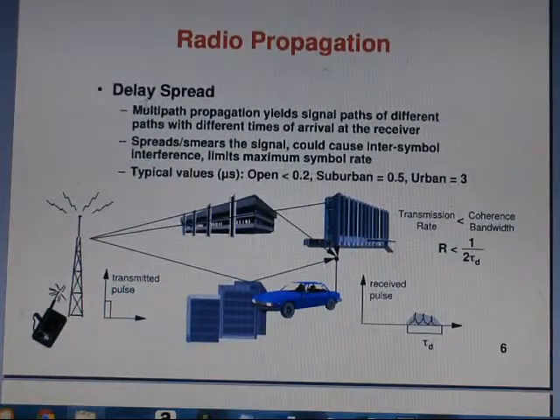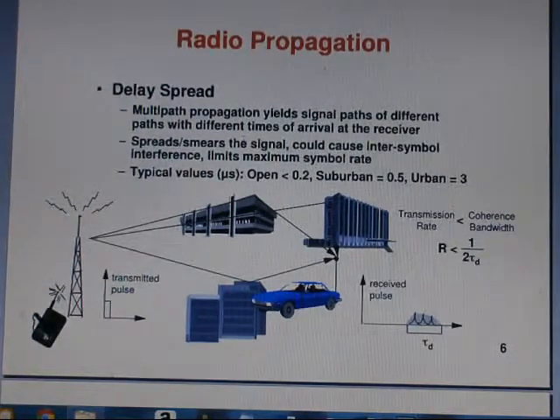So this is a radio propagation diagram. The delay spread of multi-path propagation yields signals passing on different paths with different arrival times at the receiver. So multi-path propagation means that different signals are passing through, following different paths, and arriving at the receiver at different times.